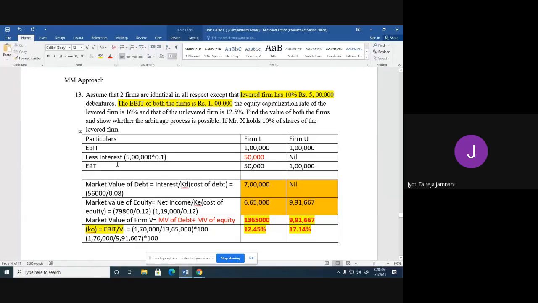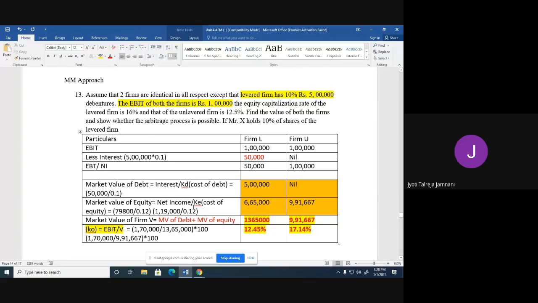We will also call this only as net income. So EBT or net income. Now we have the net income values. We can find the market value of debt and market value of equity. The formula for market value of debt is interest upon KD, or cost of debt. Interest here we saw is 50,000 rupees, divided by cost of debt, which is 10%. So divided by 0.1, you will get 5 lakh as debt, and nil for the unlevered firm because they don't borrow.